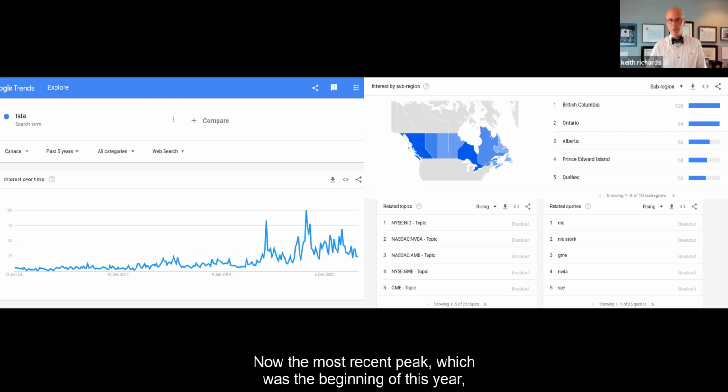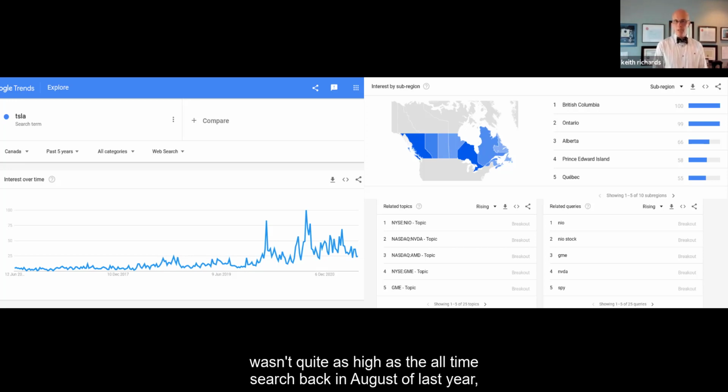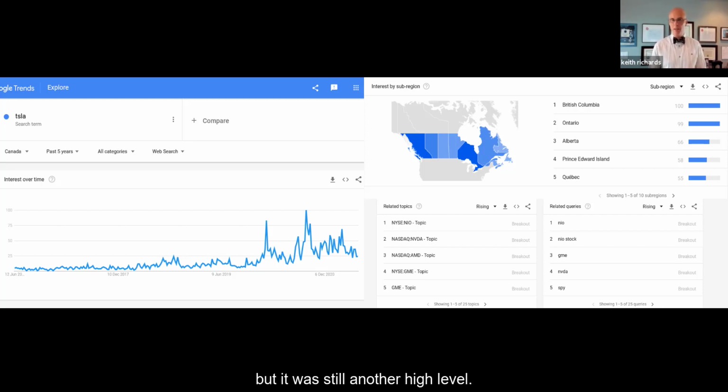Now, the most recent peak, which was the beginning of this year, there's December 20, so right at the beginning of this year, so at the end of February roughly, wasn't quite as high as the all-time search back in August of last year, but it was still another high level.